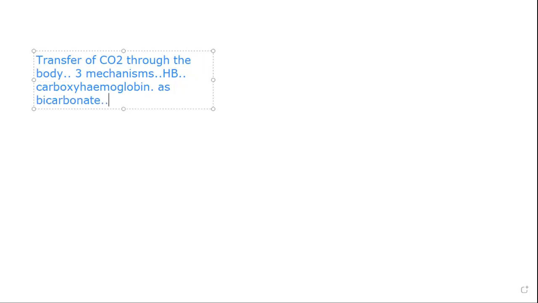through the body. We have various mechanisms. Mainly in your book, we have discussed three main mechanisms by which carbon dioxide will be transferred through the body. One of them is by combining with hemoglobin and forming carboxyhemoglobin. Second is by being transferred as a bicarbonate. And third, by simply dissolving in plasma.